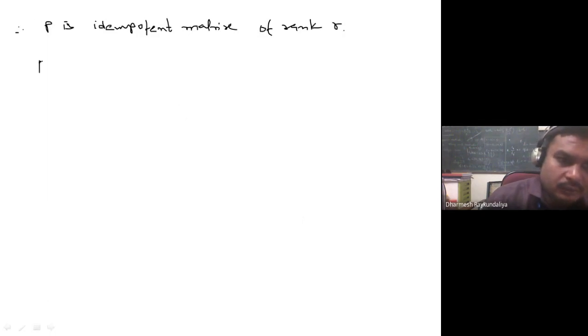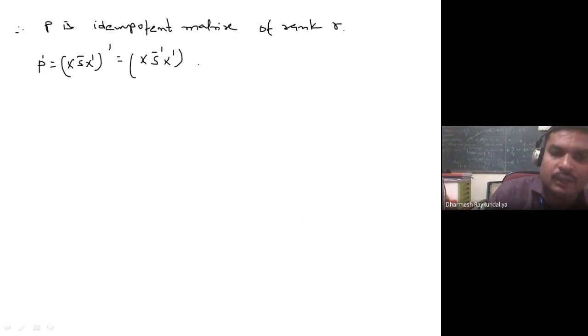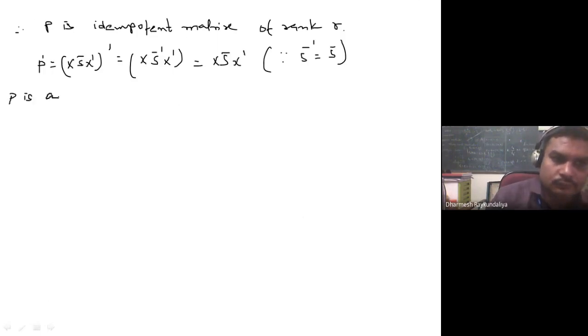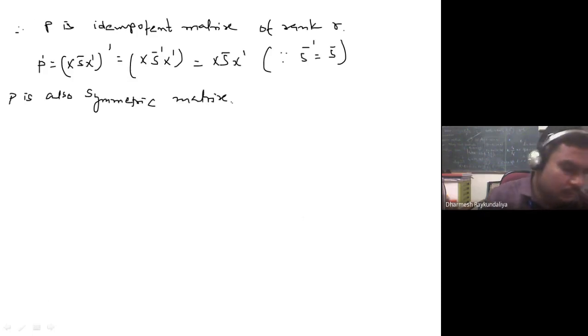And what is P'? P' equal to (X S̄ X')', so this is nothing but X S̄' X'. But as I said, that can be written as X S̄ X', because when you find the BLUE, you can write that S̄' is equal to S̄. So P is also symmetric. So now we know the theorem from spectral decomposition.